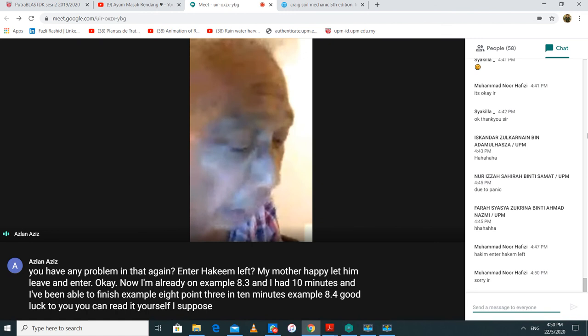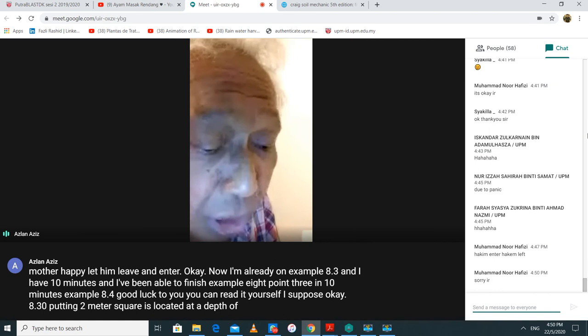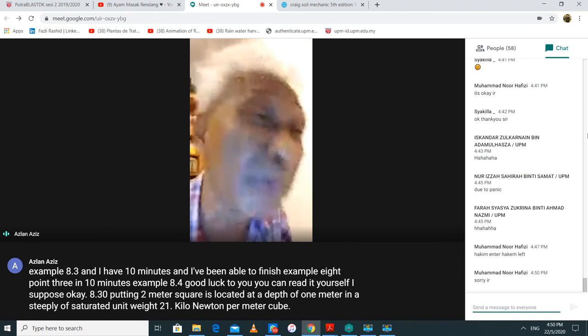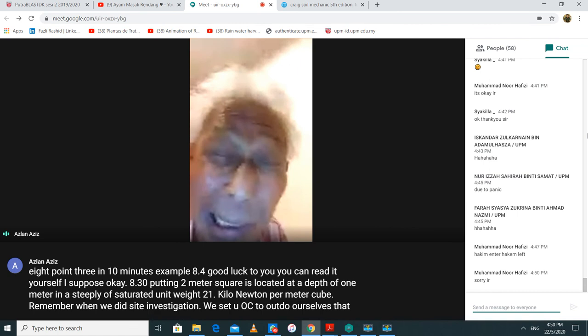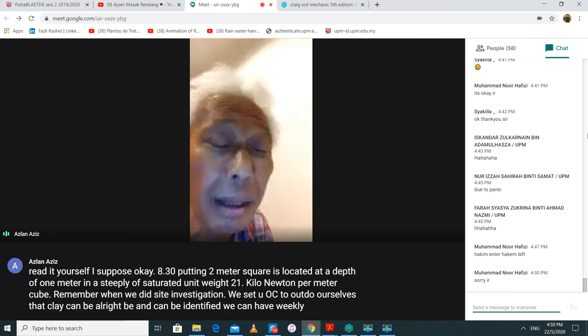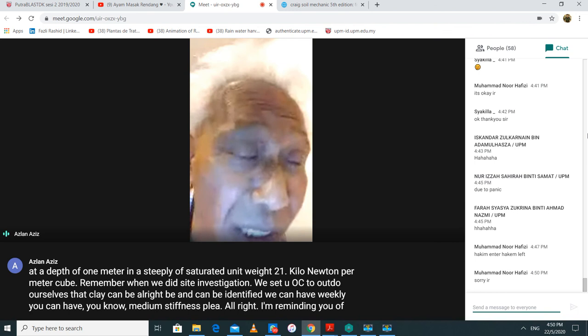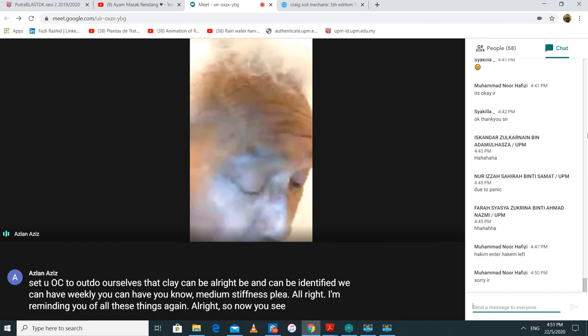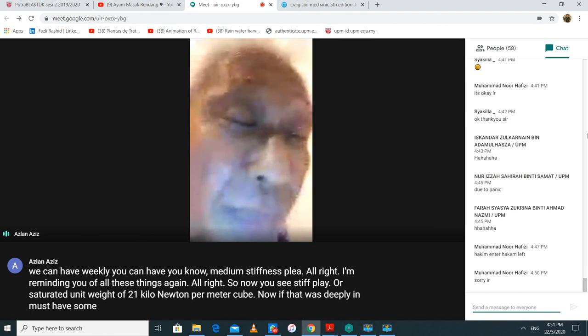Example 8.3: a footing 2 meter square is located at a depth of 4 meter in a stiff clay of saturated unit weight 21 kilonewton per meter cube. Remember when we did site investigation, we said that clay can be identified: you can have weak clay, medium stiffness clay. I'm reminding you of all these things again. Now you see stiff clay of saturated unit weight of 21 kilonewton per meter cube. If that was stiff clay, it must have some value of the strength.